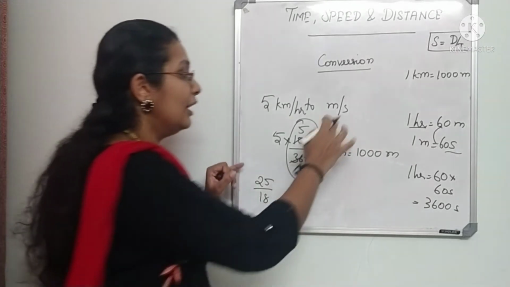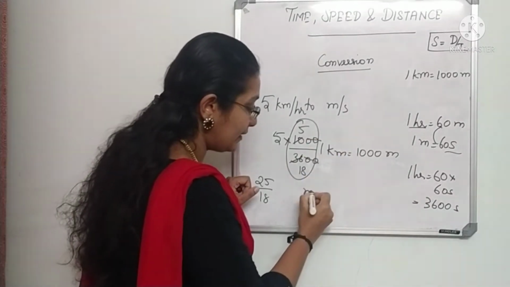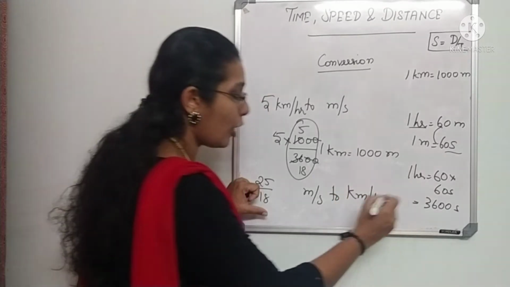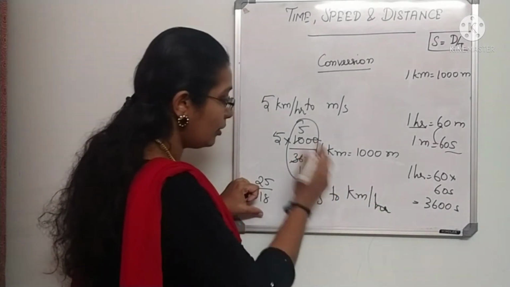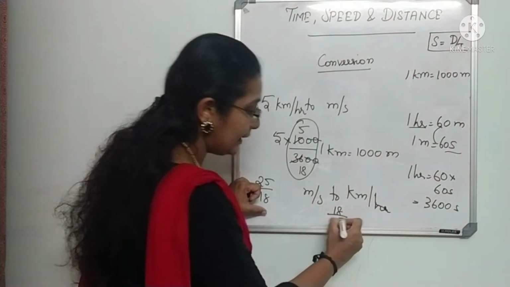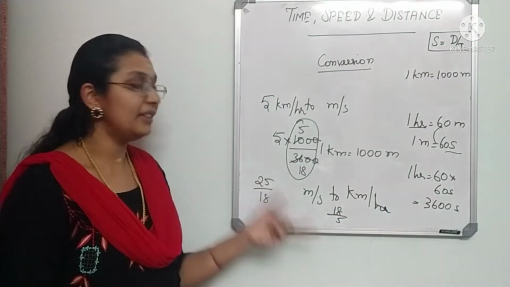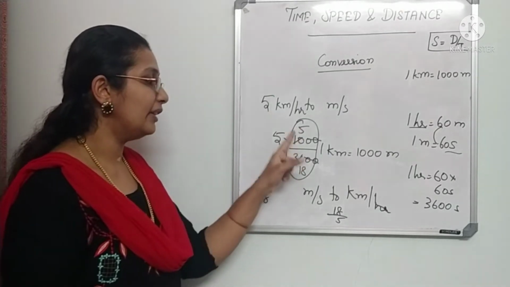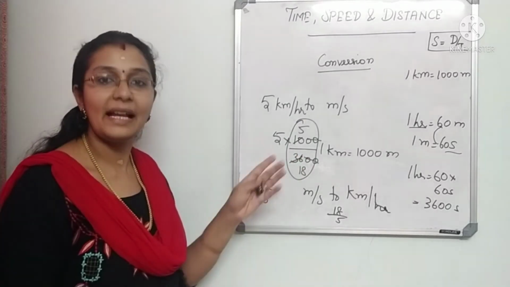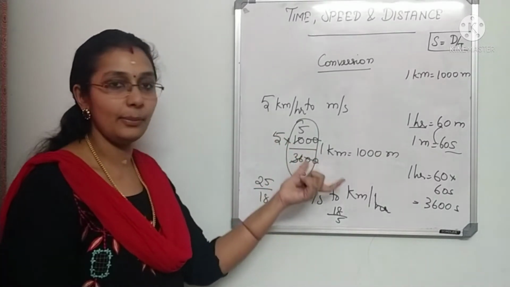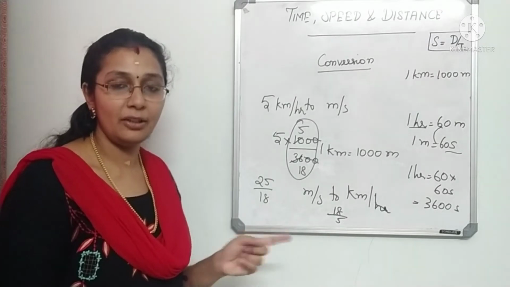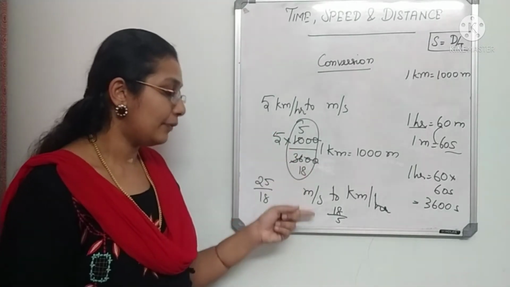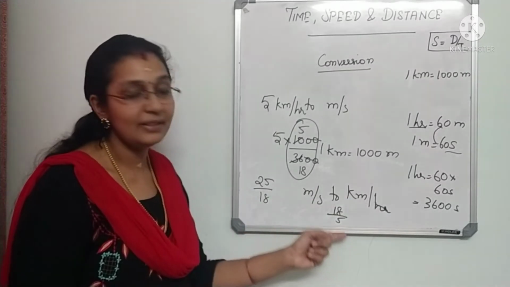So just imagine if you have to convert meter per second to kilometer per hour, it's just the opposite process, right? So you will have to multiply by 18 by 5. Remember this, so you can easily solve your answers. Okay, every time you need not do this division and all and cancellation and find the answer. Okay, always remember, when you have to convert from kilometer per hour to meter per second, you will multiply by 5 by 18, and from meter per second to kilometer per hour, it is 18 by 5.